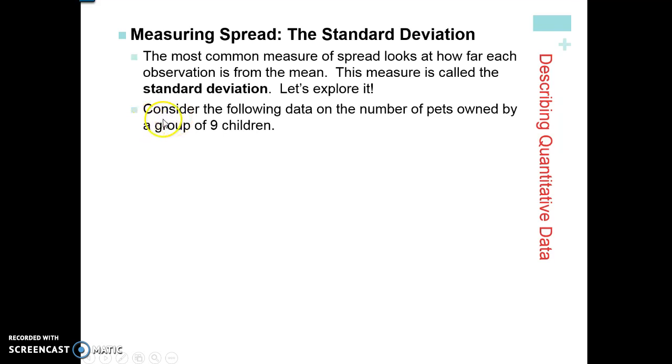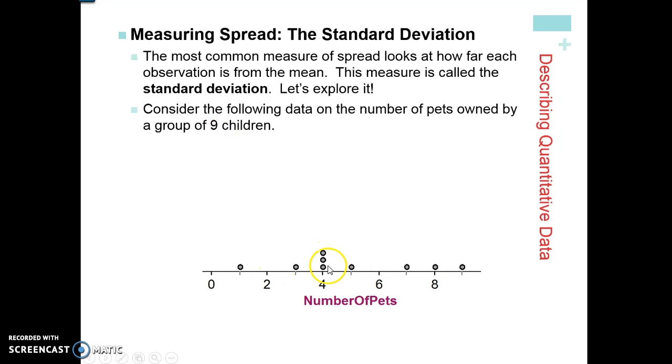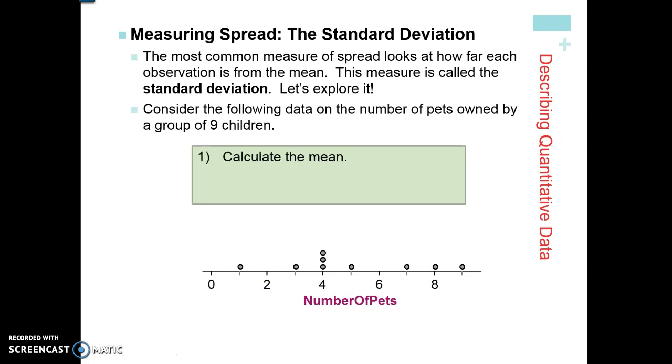So let's take a look at the following data on the number of pets owned by a group of 9 children. We did a nice dot plot here of the number of pets owned by 9 children. We want to do a couple of things.